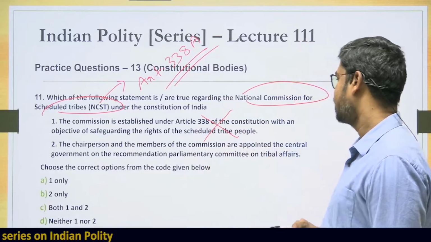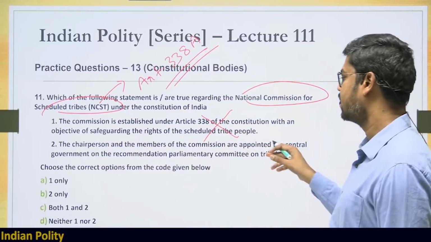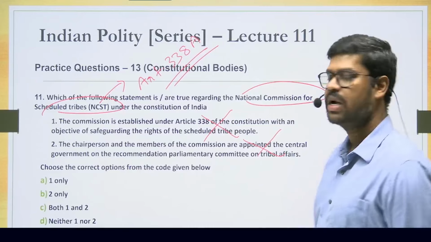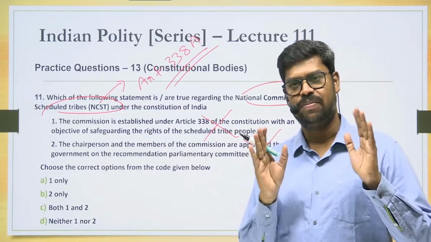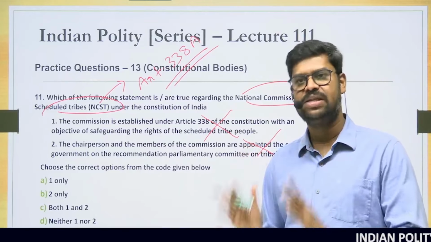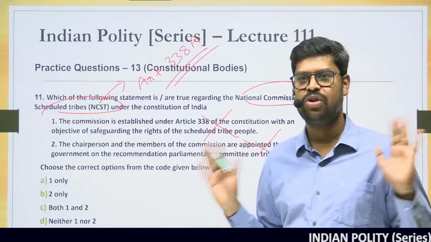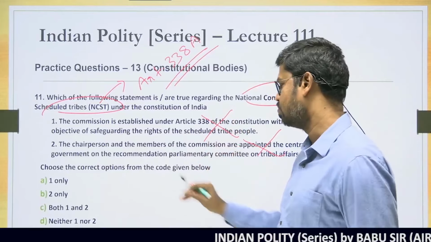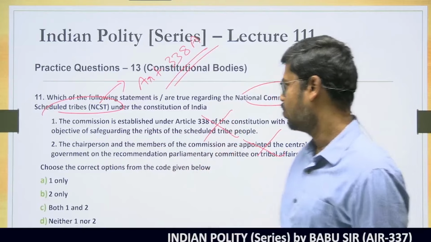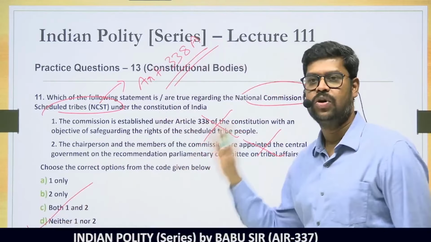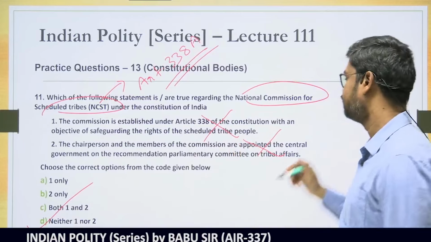The chairperson and the members of the commission are appointed by the central government on the recommendation of the Parliamentary Committee on Tribal Affairs. No. The members and the chairperson are appointed by the President of India on the recommendation of the Council of Ministers. Nothing else is right here. Okay, so let us keep it very simple. Choose the correct answer from the codes given below. So the correct answer is neither 1 nor 2, because both the statements are wrong.